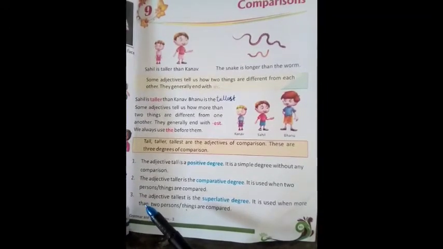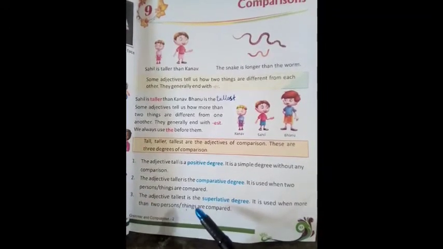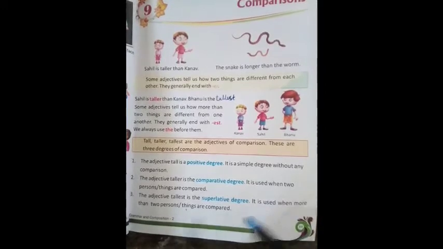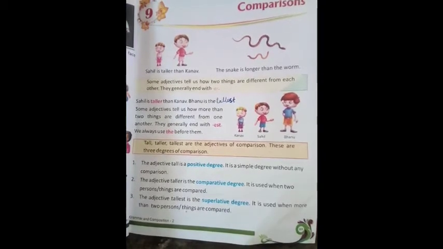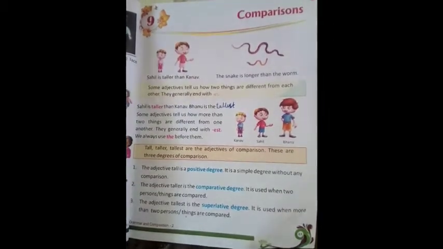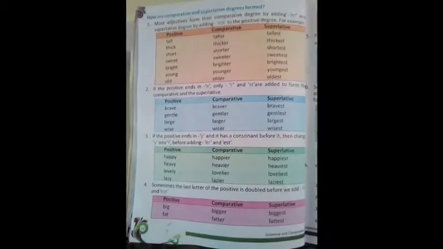Go to number 3. The adjective tallest is the superlative degree. It is used when more than two persons or things are compared. Now, the third one is the superlative degree, and it is used when more than two persons or things are compared with each other.